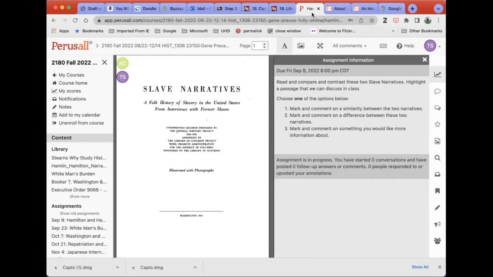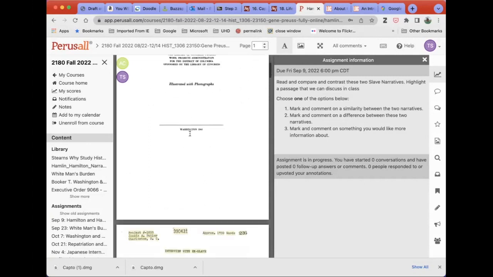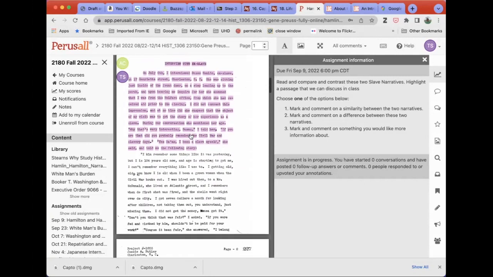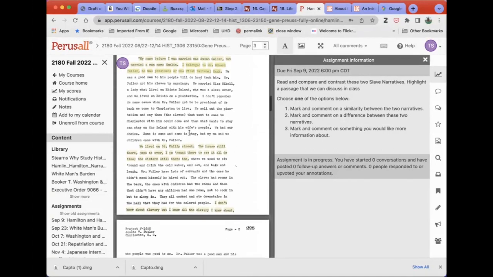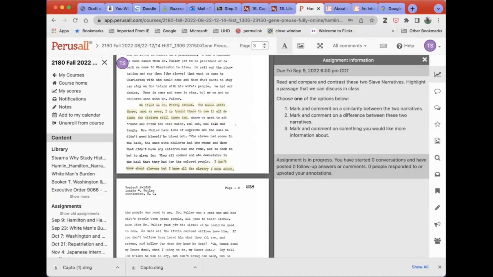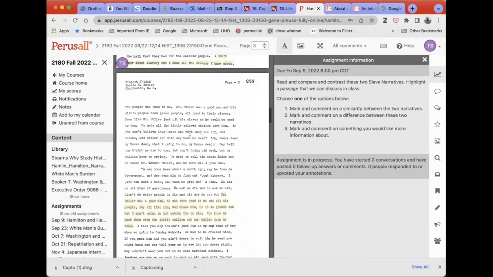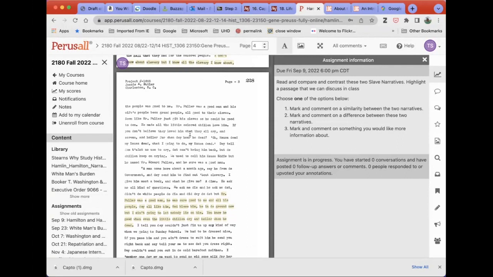Those are the options you can look at as you go through the assignments, and you can mark them. As you can see, some people already have begun work on this. Mark the assignments that maybe show you the similarities between the two narratives, maybe those that show the differences, or if you have other questions about things that they comment on, you can indicate that as well. That's one of the options that you have. That's your major assignment for this first week.